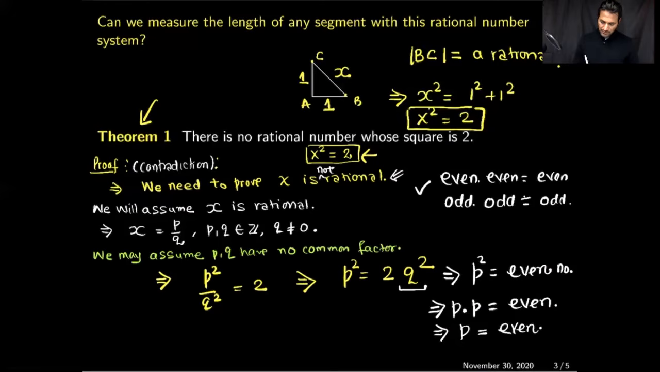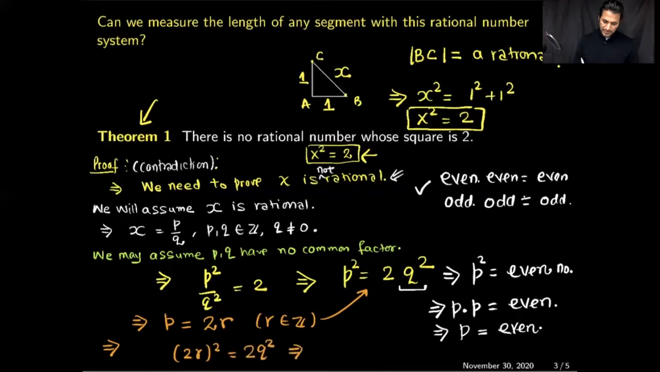If p is even, it can be written as a multiple of 2. All the even numbers are multiples of 2. So I can write p is equal to 2 times r, where r is some integer. Now if I plug that in here, I get 2r, the square of that, is equal to 2q square. If I simplify this, I get 4r square is equal to 2q square.